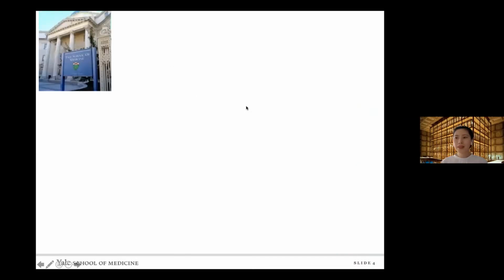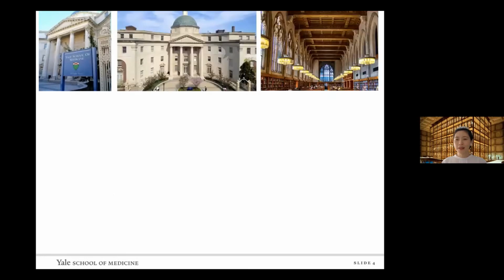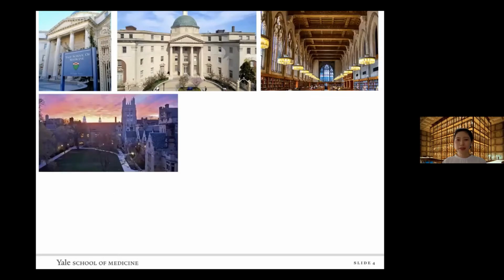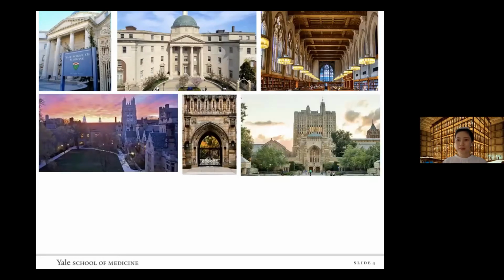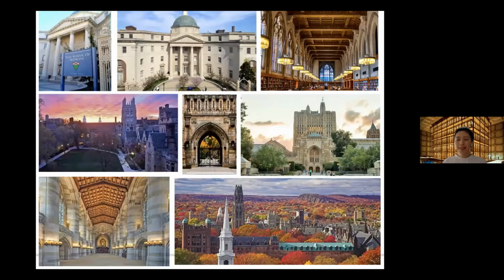Back to the business. So if you haven't been to Yale before, let me share with you some photos. This is the Yale School of Medicine. This is the front side of it. And there are a lot of amazing libraries on campus, and famous ones are shown here. You can see the front side of it. And I think the campus is beautiful throughout the year, but particularly in fall, it's breathtaking.